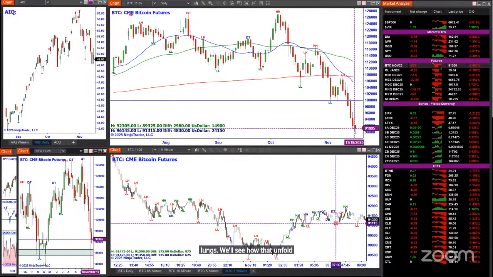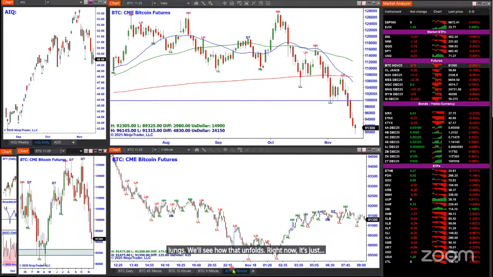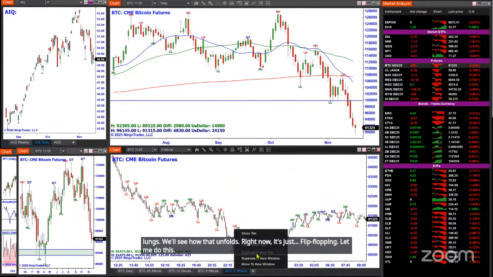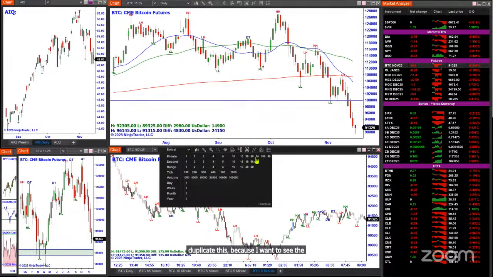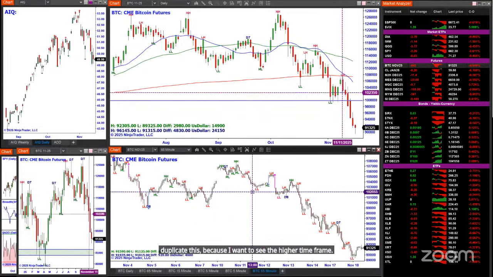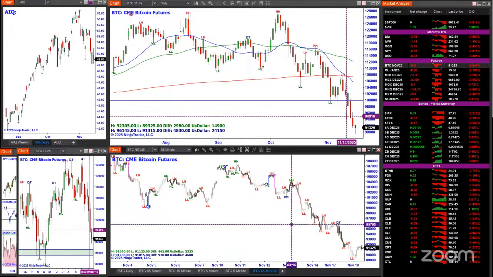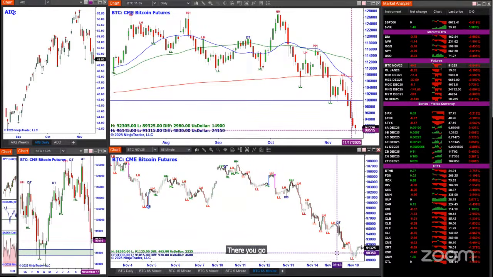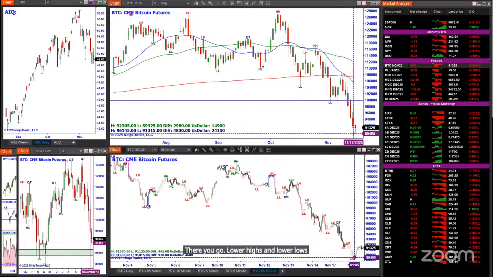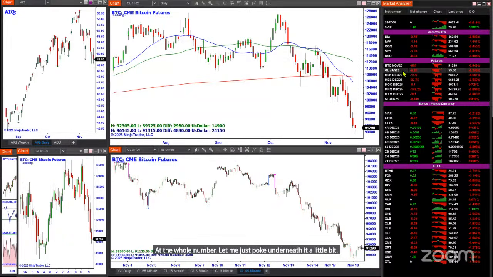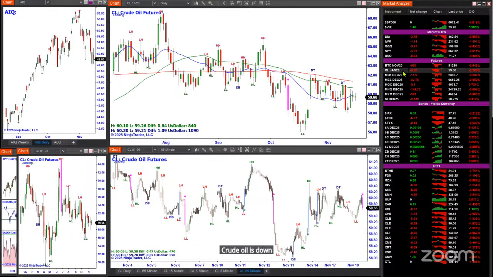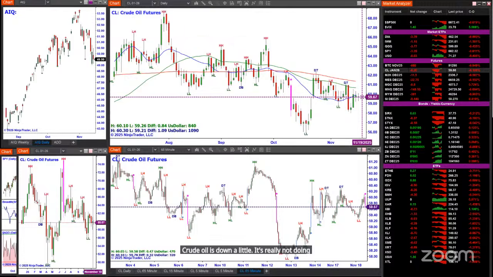Right now, it's just flip-flopping. Let me do this. Duplicate this because I want to see the higher time frame. And there you go. Lower highs and lower lows, and some stabilization at the whole number. I just poked underneath it a little bit. Crude oil is down a little. It's really not doing much of anything, just marking time.